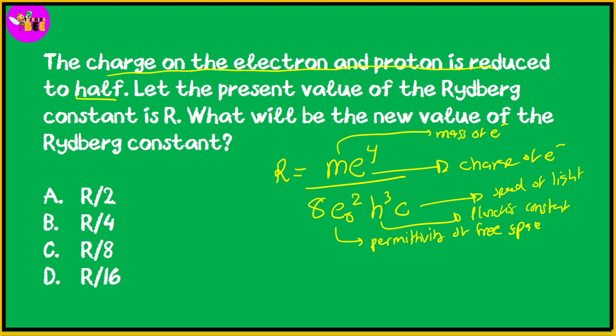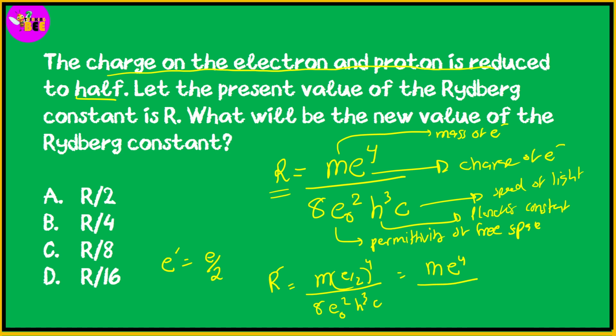Nothing else has changed. So the new E dash would be E by 2. With this, we need to calculate the new R, so let's say R dash. Now R dash would be m into (E by 2) whole to the power 4 divided by 8 E naught square h cube c, which is equal to m e raised to the power 4 divided by 8 E naught square h cube c into 1 by 16, because 2 raised to 4 is 16.